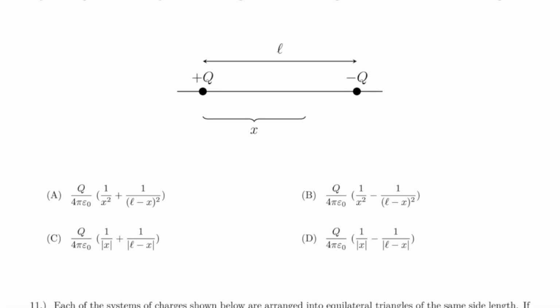Two charges are placed along the line shown below. They're separated by a distance L. How could I get the electric potential at a point X from the plus Q charge? So electric potential is just the sum of KQ over R. So this tells me it has to be option C or D, because this is the only one with linear distances in the denominator. And of course, remember that this K is 1 over 4 pi epsilon naught.